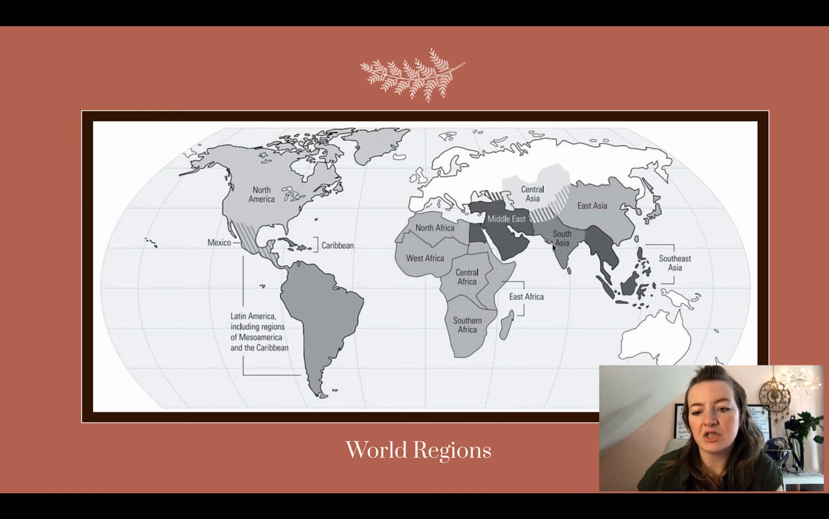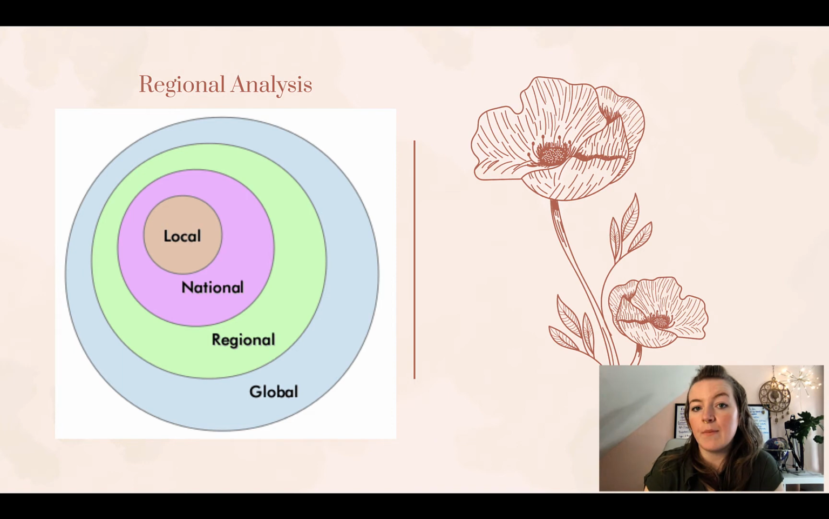Then we have Central Asia, South Asia, Southeast Asia, East Asia. We have Russia, and then Eastern and Western Europe, or Australia and the islands. For regional analysis, we look at multiple scales. We might look at a local scale, something really close to you. We could look at a national scale, so more on the country. We could look at a regional scale, say Latin America or Eastern Europe, or a global scale, comparing different parts of the world to each other.